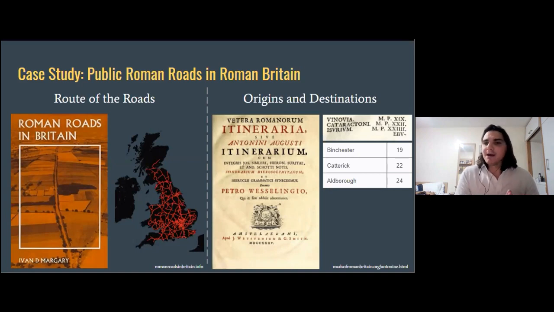And I've included an example of the Antonine itinerary for Roman Britain. So for example, here we can see from my translation of the Roman sites to where they are in modern day. We can see, for example, from Binchester to Catterick is around 19 miles apart, with Catterick to Aldborough being around 22.